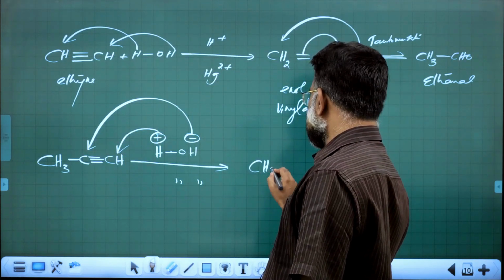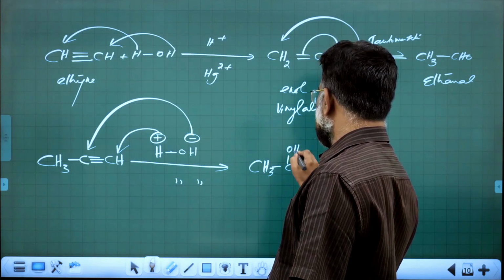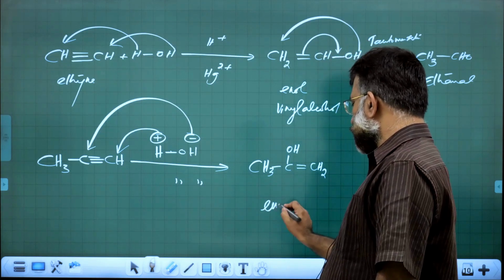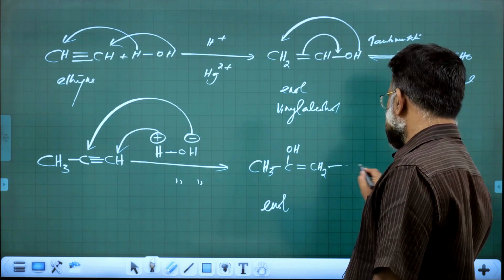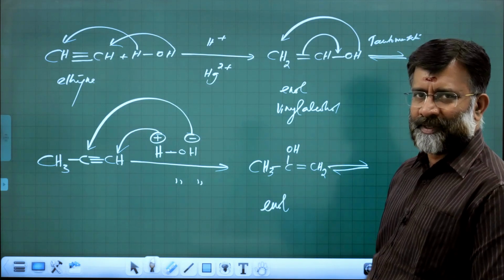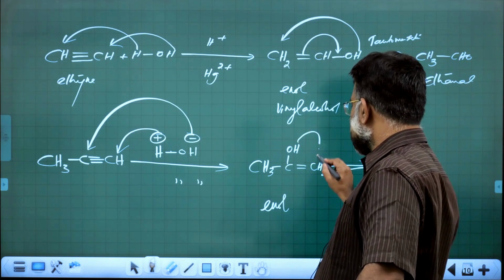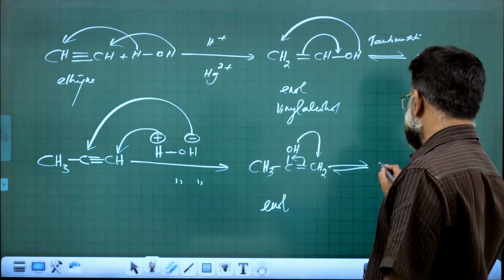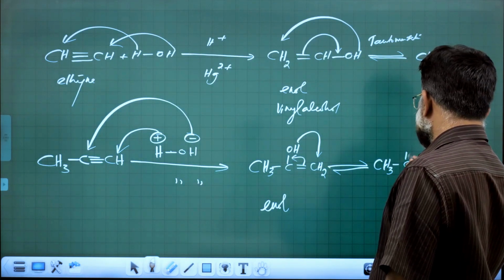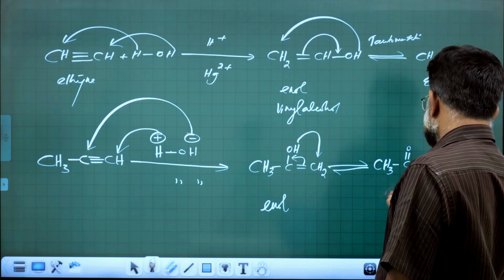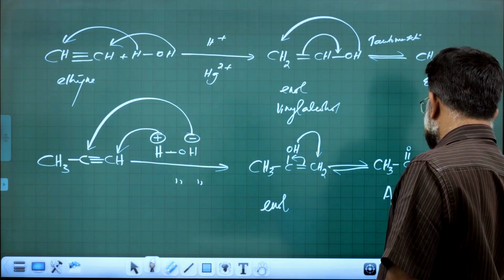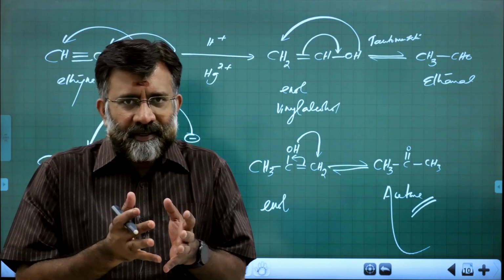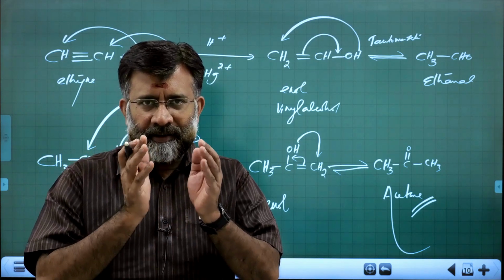You get CH3, COH, triple bond turn double bond, CH2. Again, you get an enol. And that enol undergoes, what is the process? Tautomerization. This hydrogen will be migrating here and this double bond will be shifted to carbon oxygen. You get a ketone, CH3, CO, CH3. You get acetone.